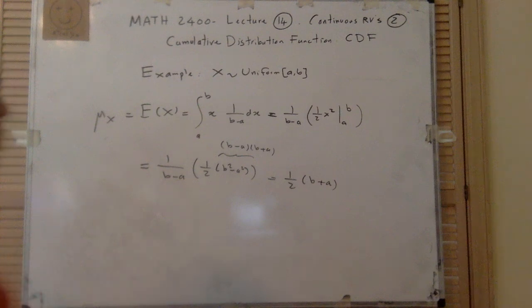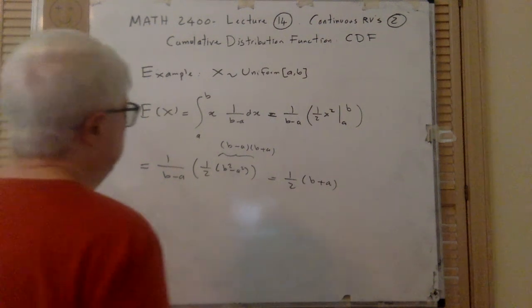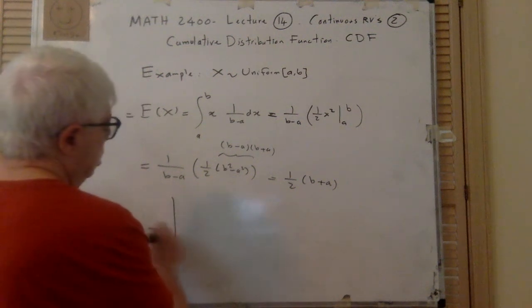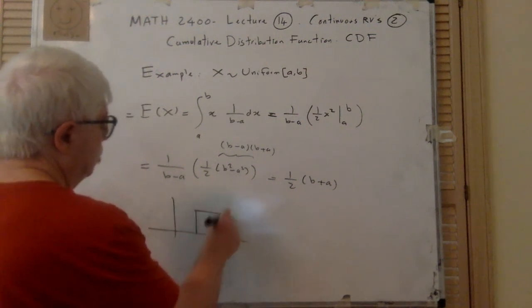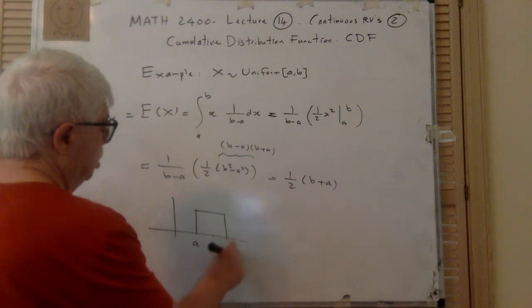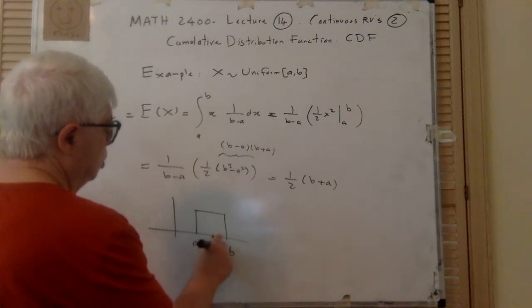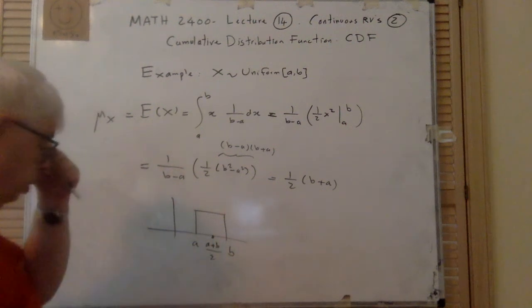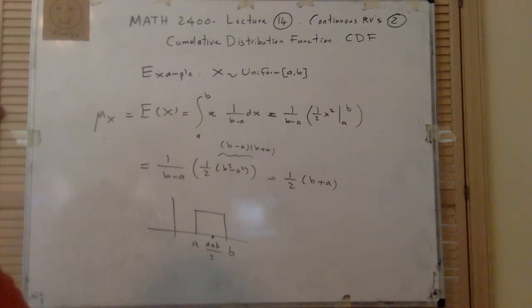Okay, and it makes sense. 1/2 times b plus a is the midpoint of a and b. So it makes sense to be the midpoint: a plus b over 2.